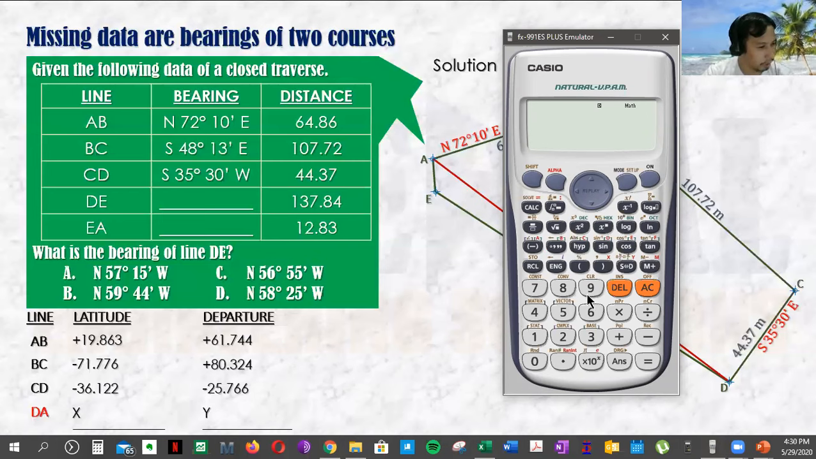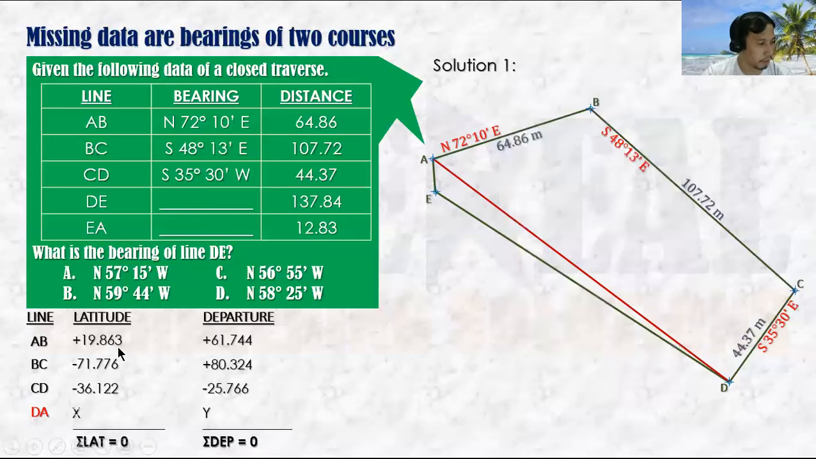So, 19.863 minus 71.776 minus 36.122. Now, ito yung sum nito, no, nitong tatlo. So, dapat, the value of x must be numerically equal to this but opposite sign so that the sum is 0. So, this x must be positive 88.035.